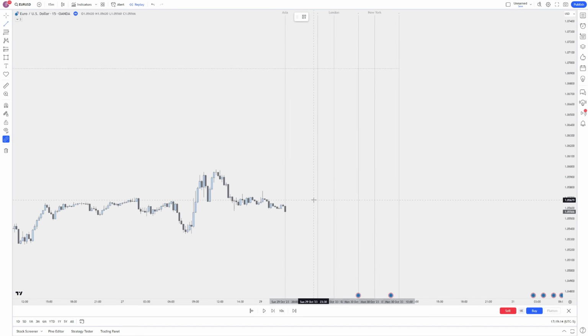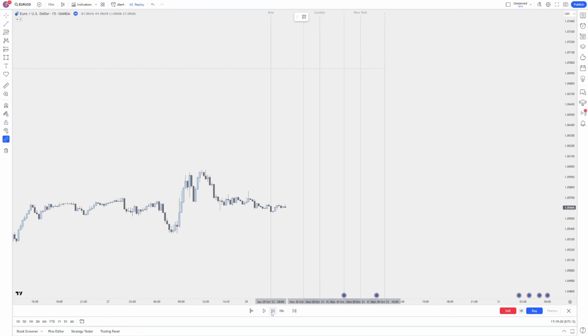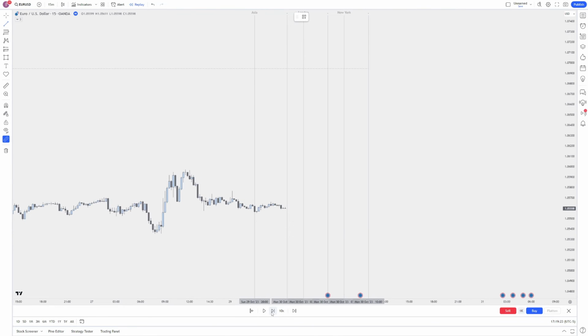So here we are on the 15-minute chart. This is just before Asia session. So I'm going to play this out to see how it forms. As you can see, we're not getting clear movement. This is sideways movement, also known as a consolidation or accumulation.